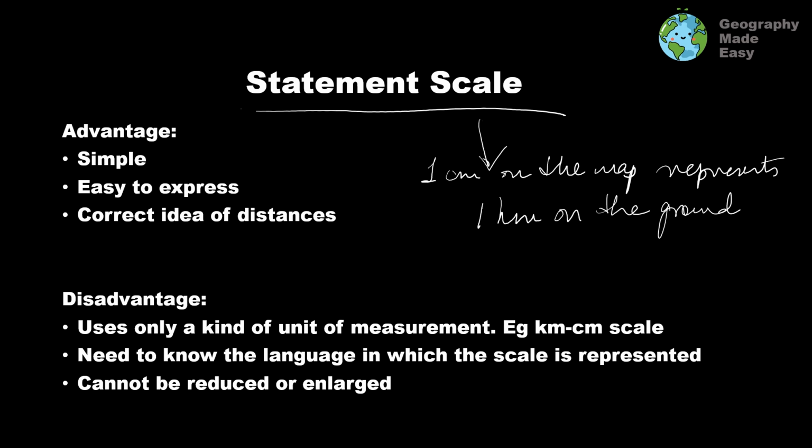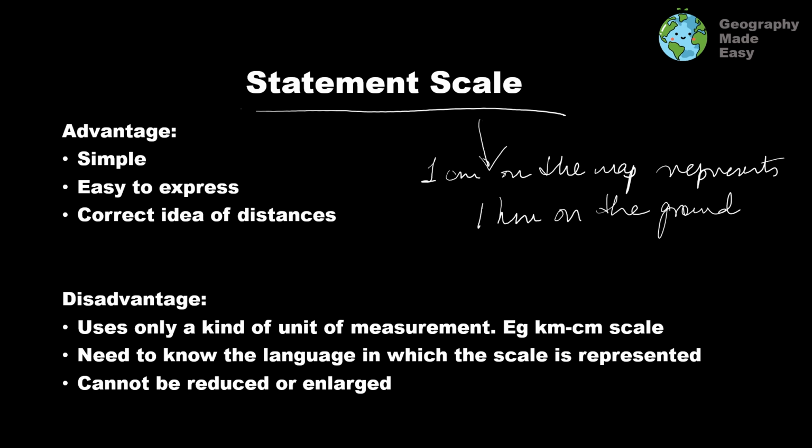What are the disadvantages of this kind of scale? It uses only one kind of measurement. In this scale, we are using kilometer and centimeter. We could use inch, mile. We cannot convert this scale from here. So we need to do mathematical calculations to then find the representative fraction. But if we don't do that, from this scale directly, we cannot get another unit, or we cannot convert the scale into another unit. We need to know the language in which the scale is represented.